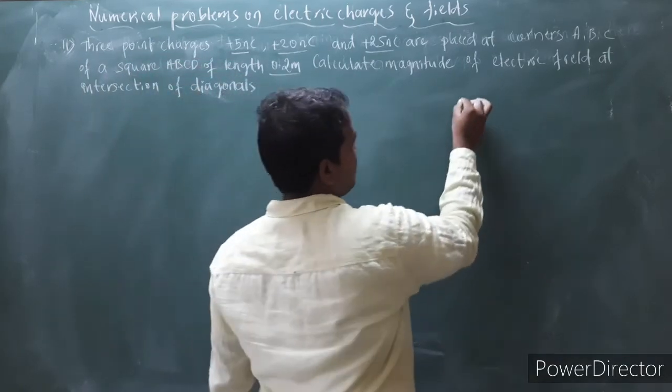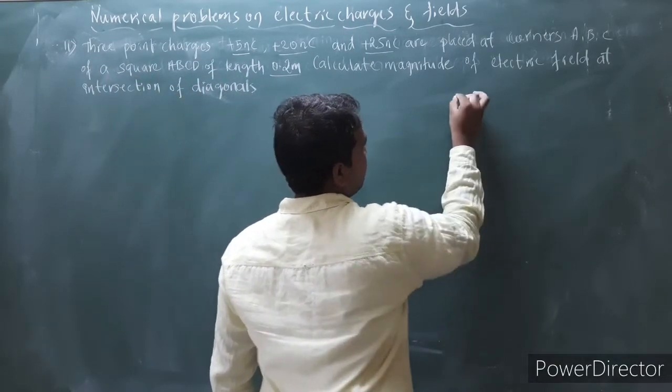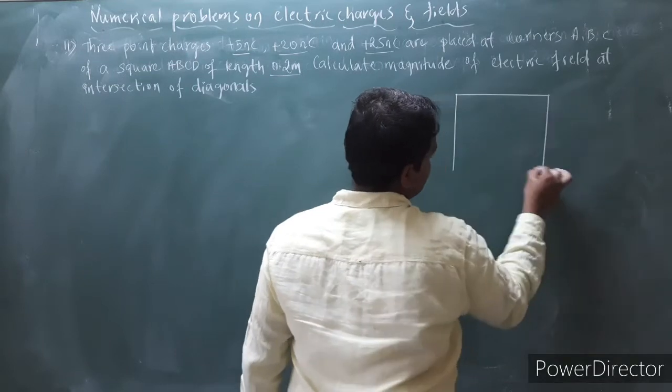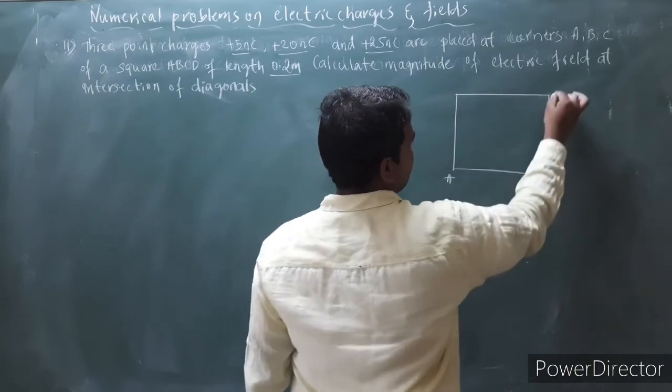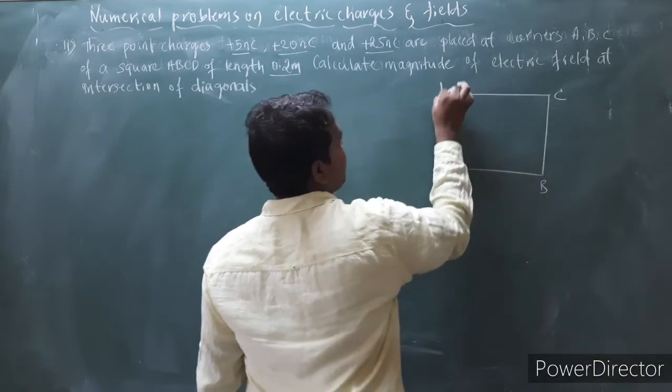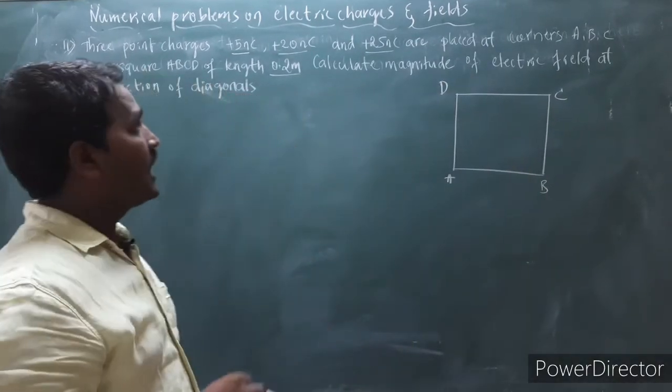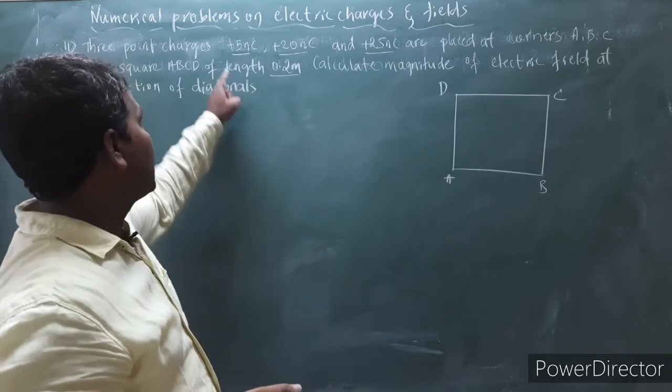Okay, first let us draw the square given here. Yes, so this is the square A. So let me write this as A here. So this is B, this is corner C, and this is a corner D. And let us place the charges as they are given.